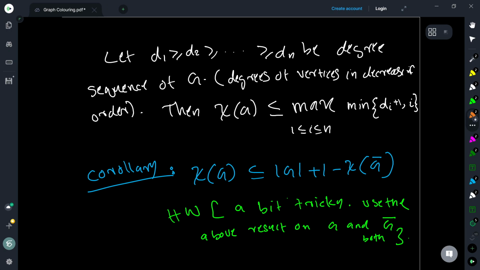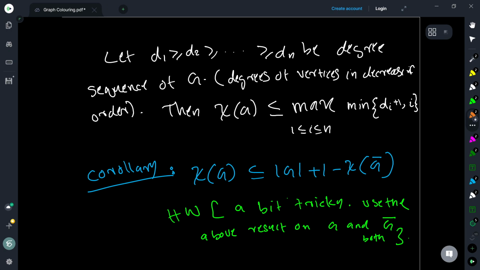And once you have these observations, like that we have just come up with these 3 observations, we get an immediate corollary that the chromatic number is less than or equal to the order of G plus 1 minus chromatic number of G complement. Okay, so the complement of the graph also has some chromatic number, right? So this is saying in other words that the chromatic number of a graph plus the chromatic number of its complement is upper bounded by the number of vertices plus 1. Right? This is the corollary.